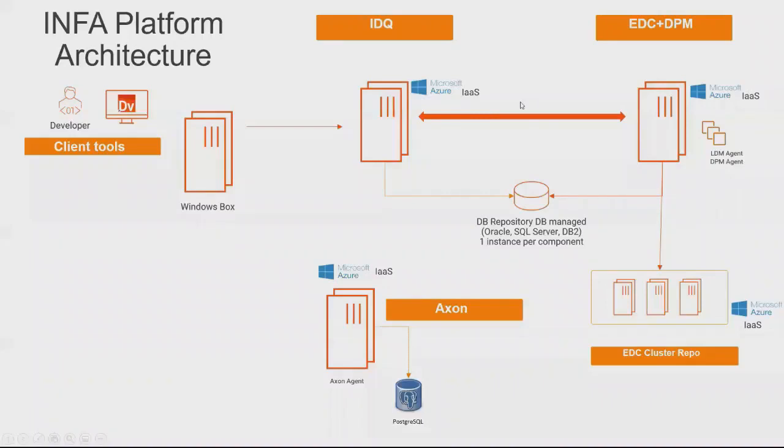This is an Informatica data governance platform architecture having IDQ, EDC, DPM, and Axon being deployed in Microsoft Azure as an infrastructure as a service. You can see these products in the marketplace offerings as well with the reference architecture. The resource links provide you the corresponding marketplace offerings towards the end of this deck actually.